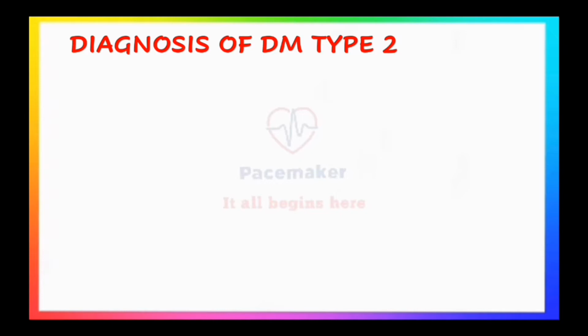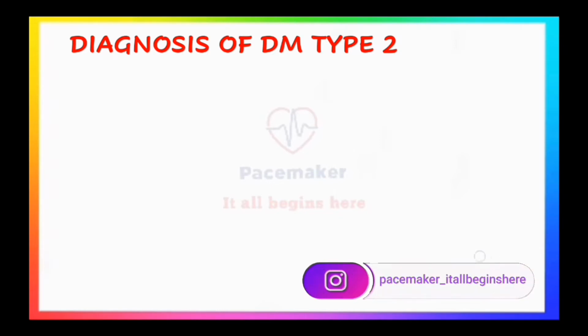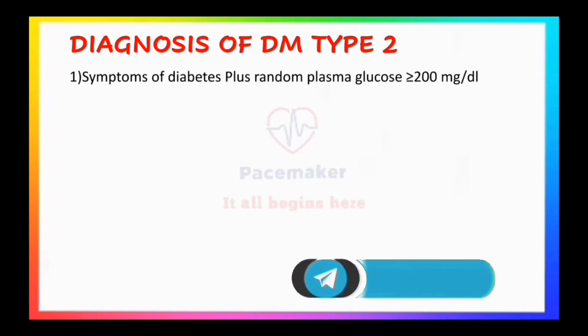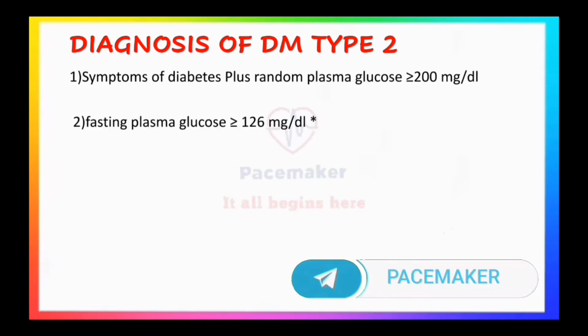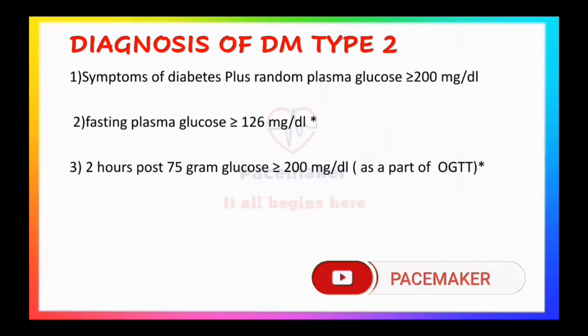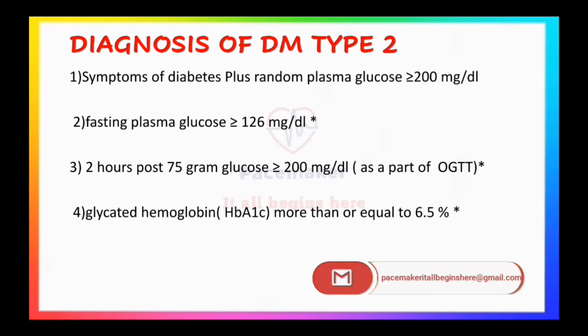How to diagnose a case of type 2 diabetes mellitus? Following are the diagnostic criteria to diagnose a case of diabetes mellitus. The first one is symptoms of diabetes plus random plasma glucose more than or equal to 200 milligram per deciliter, or the second one, fasting plasma glucose more than or equal to 126 milligram per deciliter, or the third, 2 hours post 75 gram glucose more than or equal to 200 milligram per deciliter, or glycated hemoglobin, that is HbA1c, more than or equal to 6.5%.